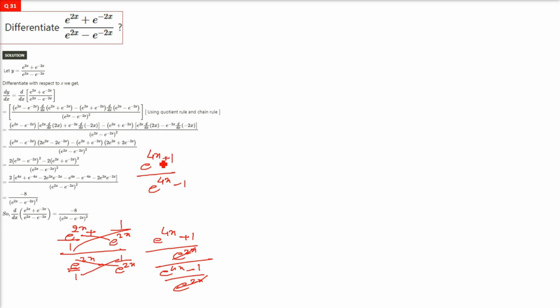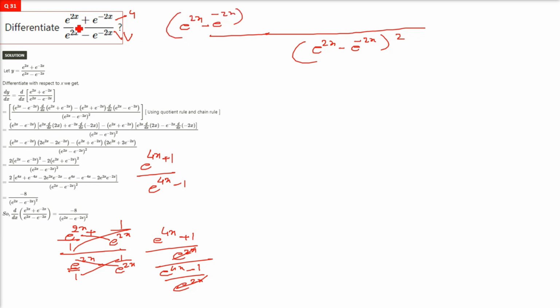But because this is the first basic differentiation exercise, we'll do it the way it should be done. This is a u, this is a v. So we'll follow the proper rule, though it is somewhat lengthier. The denominator will be the denominator square, and then this term e to the power 2x minus e to the power minus 2x, then d by dx of the first term, so d by dx of e to the power 2x plus e to the power minus 2x.